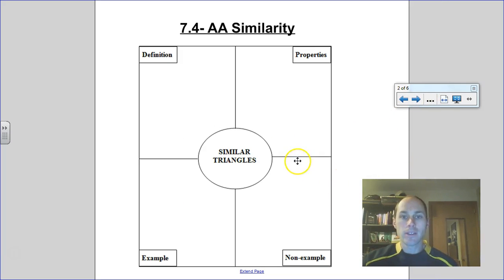So to start off, let's just review what we know about similar triangles. I would like you to just take some time and write down everything you know about similar triangles. What's your definition? What are some properties that similar triangles have? Give me an example or two and show me one that doesn't work. So take some time to write that. I'll provide some of my own examples after you pause the video. Start again when you're ready to see what I wrote down.